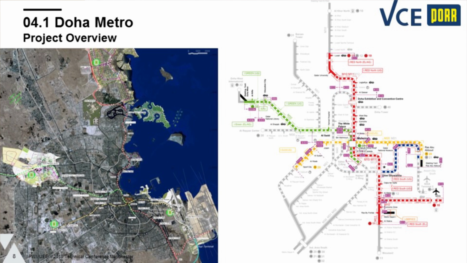The concept consists in phase one of several lines. We have here the red line, the green line, the golden line, and the blue line. And the reason why they now installed this system is because of the soccer championship, which is held in 2022 in Doha, and therefore they said we need a city which has a public transportation.